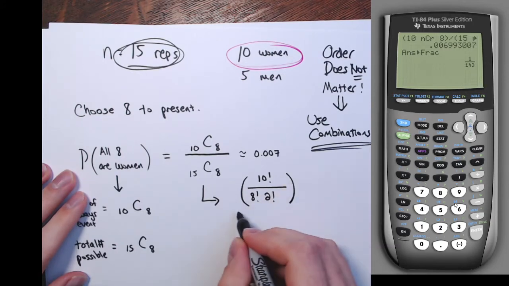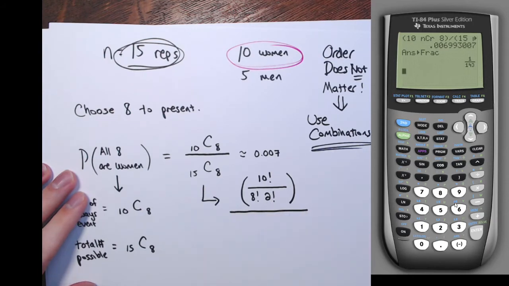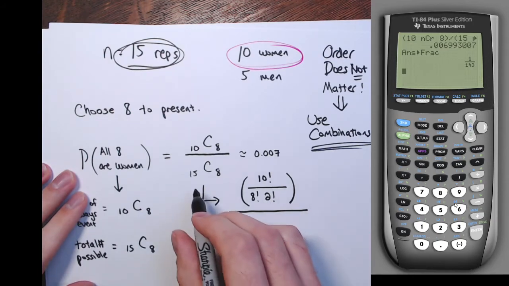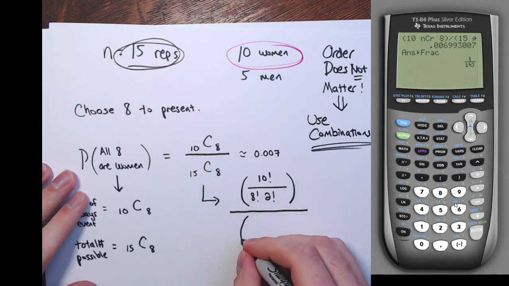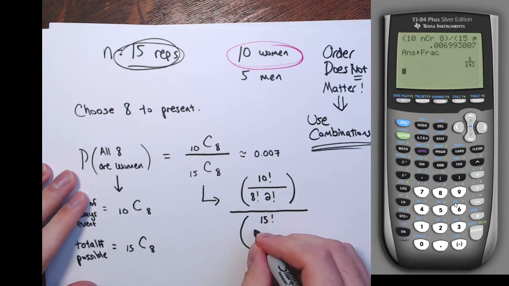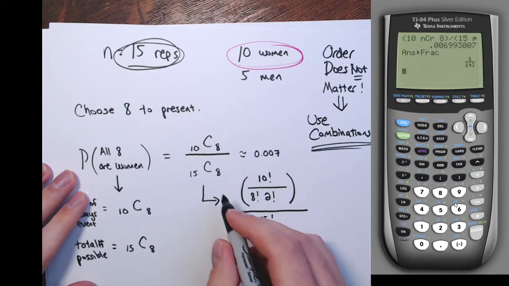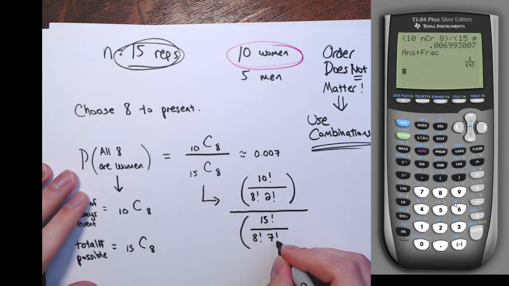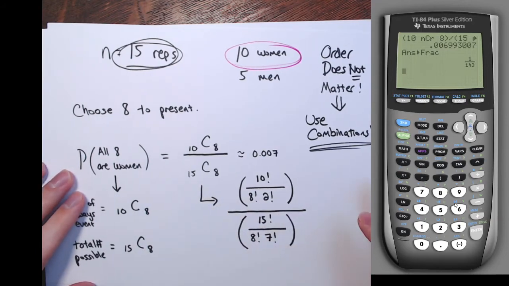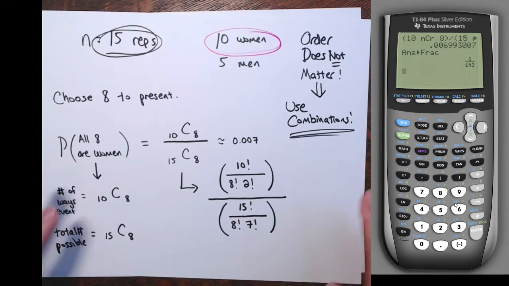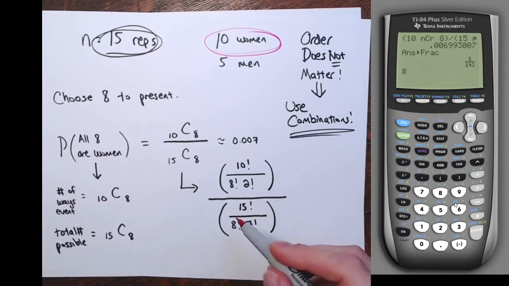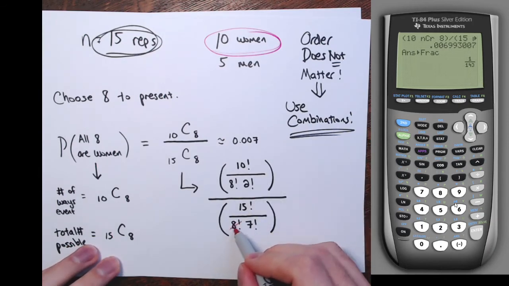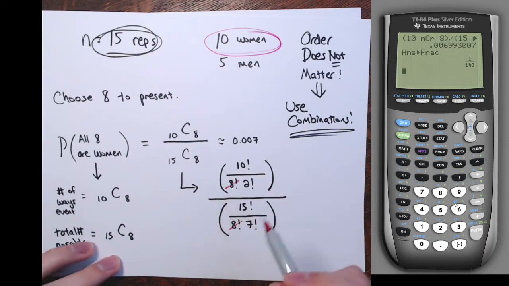Right. That's 10 choose 8 in the numerator. Then 15 choose 8 in the denominator. You'd have 15 factorial divided by, and then the r, 8 factorial, and then 15 minus 8 is 7 times 7 factorial in the denominator. All right, now hopefully you can see that the 8 factorials would go away, because I can multiply the top and bottom by 8 factorial, so I can get rid of those.